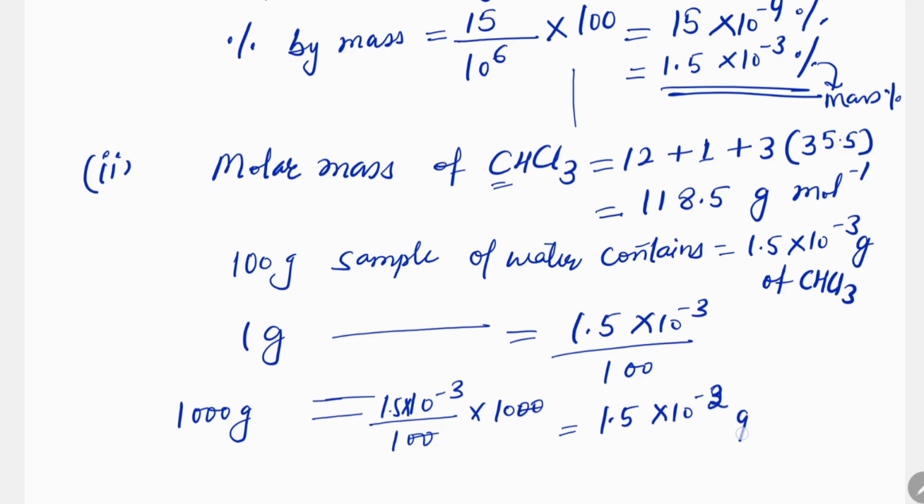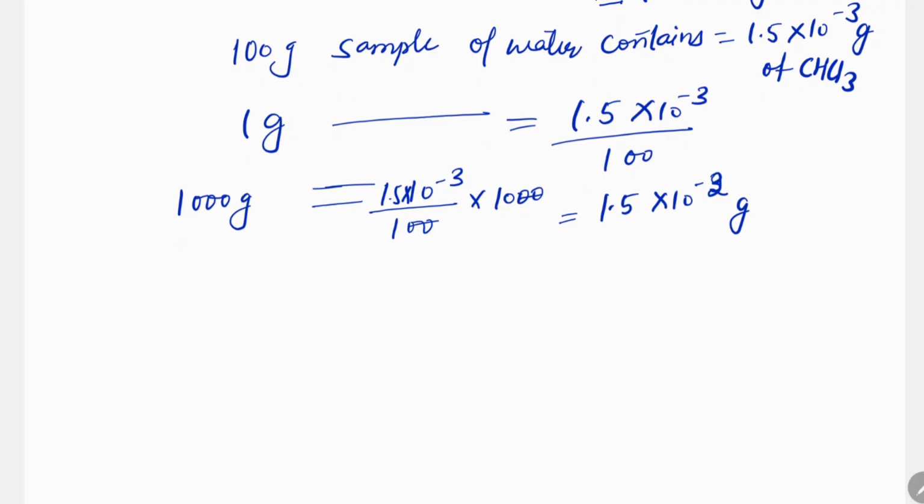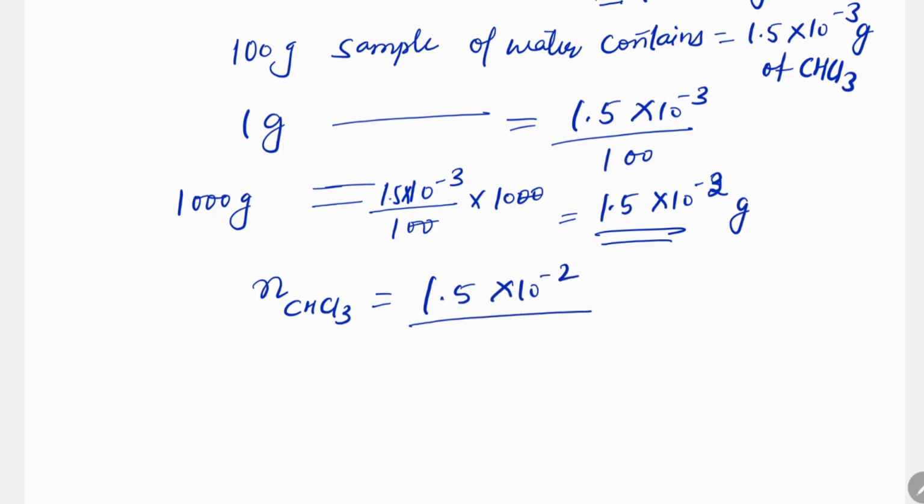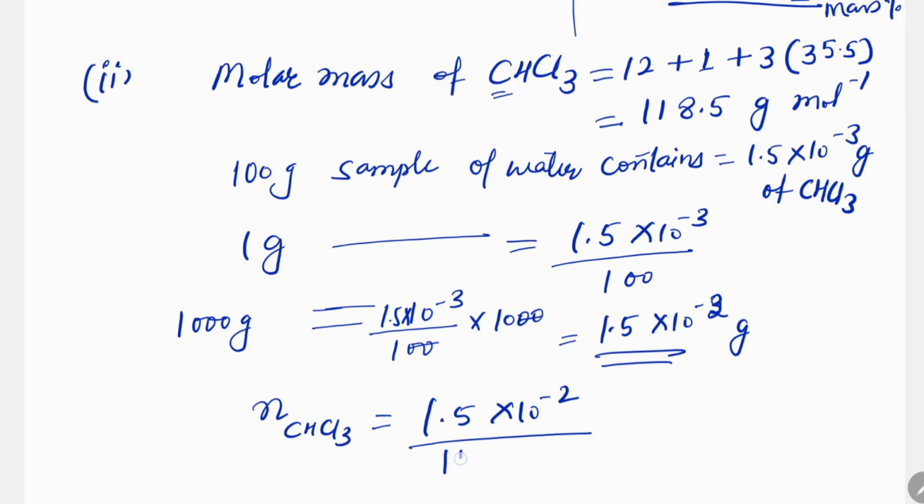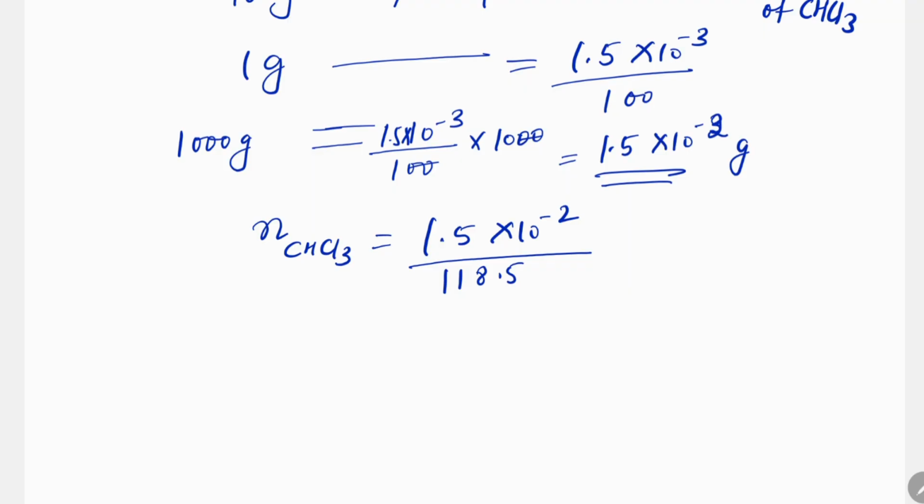Can we convert it into number of moles? Yes. This is the given mass. Number of moles of chloroform will be 1.5 into 10 raised to power negative 2 divided by the molar mass, 118.5. When we calculate it, it comes out to be 1.266 into 10 raised to power negative 4 moles.